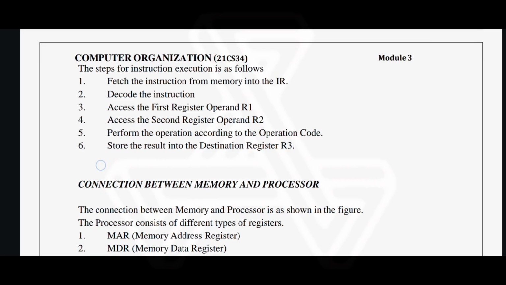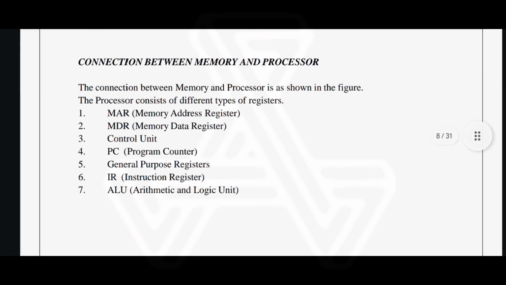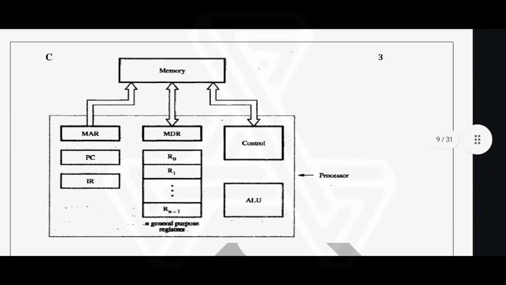Connection between memory and processor. The connection between memory and processor is as follows in the figure. The processor consists of different types of registers: MAR, memory address register; MDR, memory data register; control unit; PC, program counter; general purpose registers; IR, instruction register; ALU, arithmetic and logic unit.